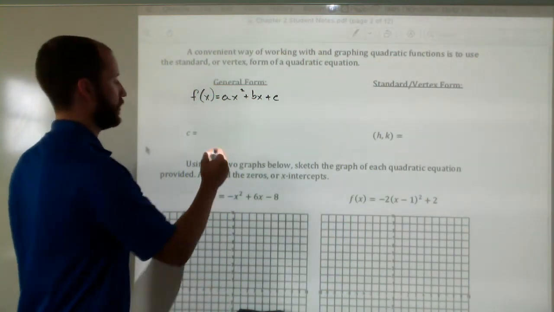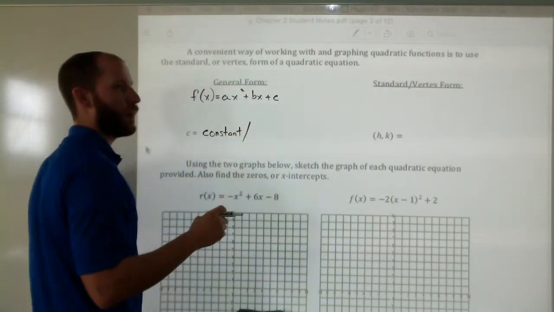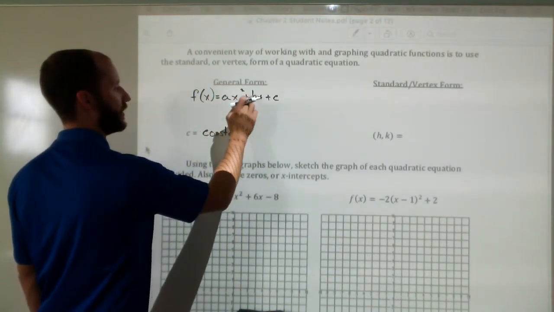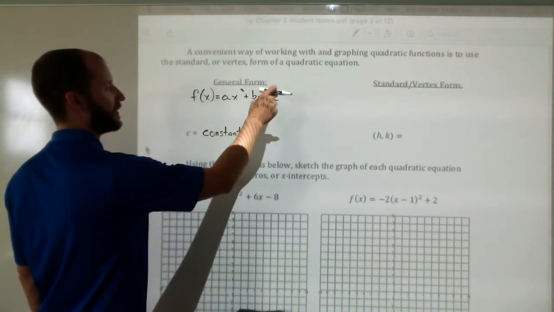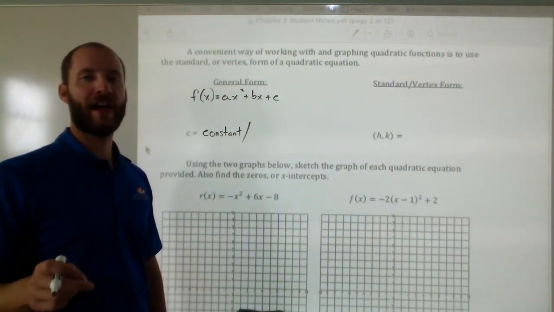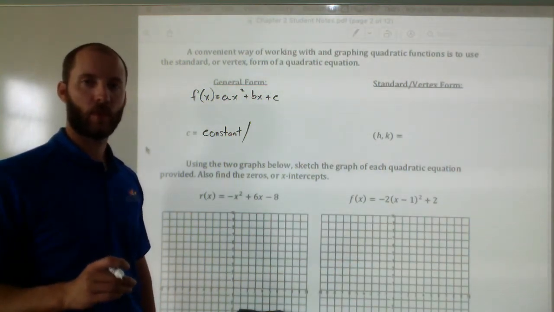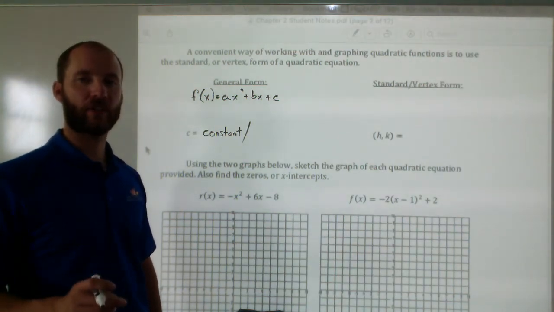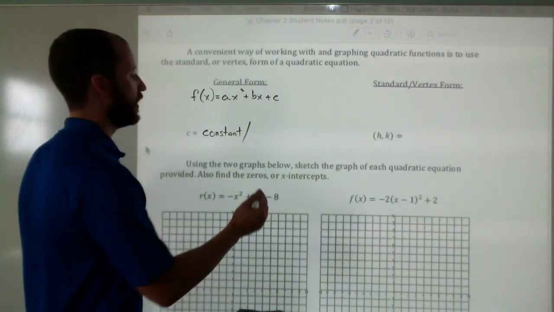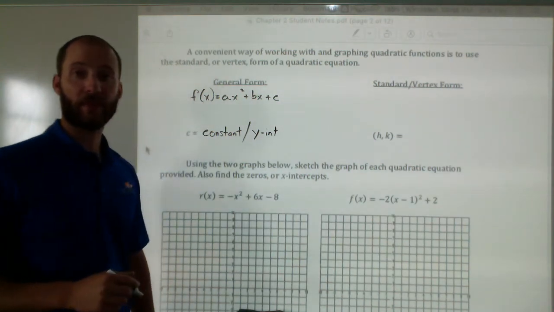And that c value is a constant. However, it also serves another role. If you plug 0 in for all of your x's, your ax squared and your bx cancel out, and all you're left with is c. Well, think to yourself, what points on a graph all have an x-coordinate of 0? That would be any point on the y-axis. So this constant is also your y-intercept.